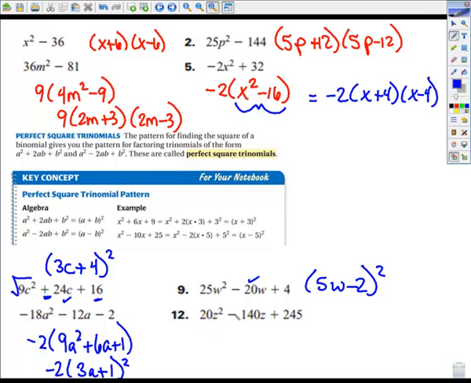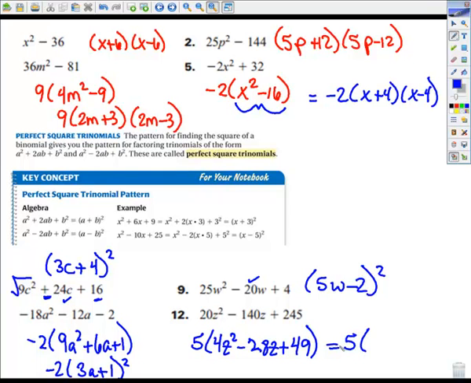And then finally on this last one, I can pull out at least a 5. When I divide through, I get 4z squared minus, let's see, that's going to be 28z plus 49. And 4 and 49 are both perfect squares, so I know I'm on the right track.